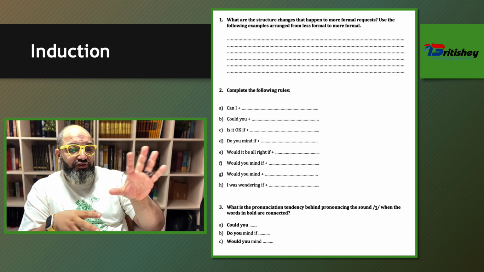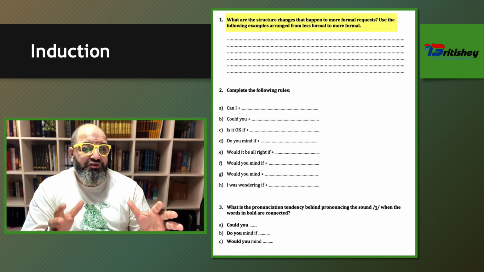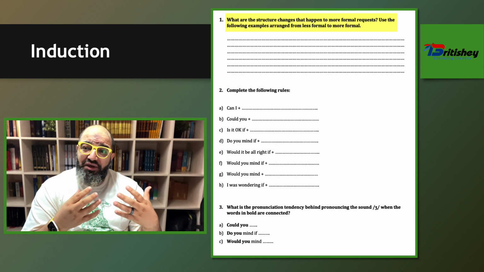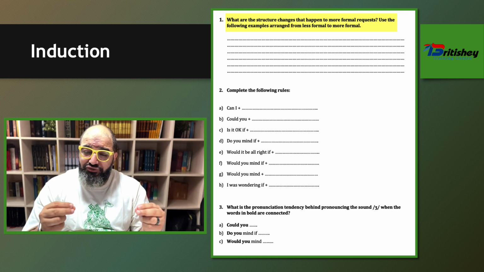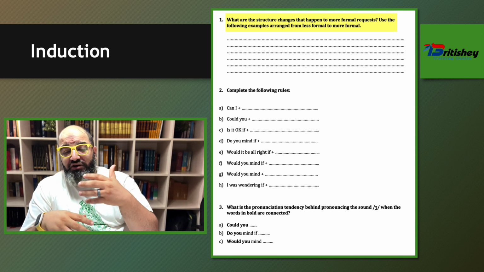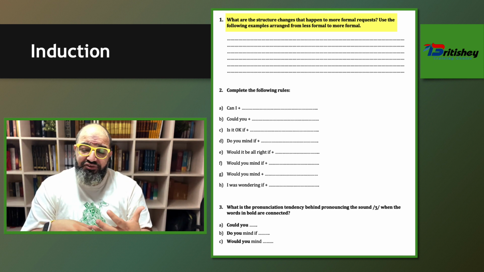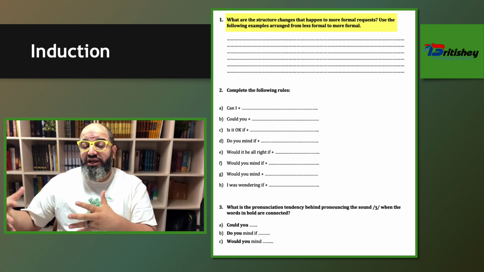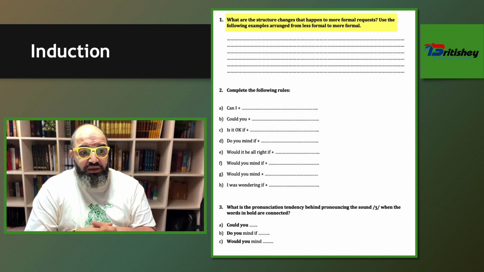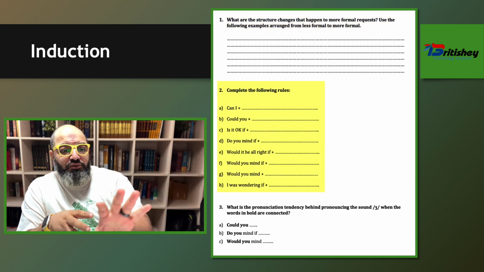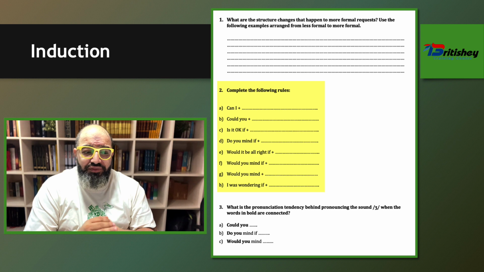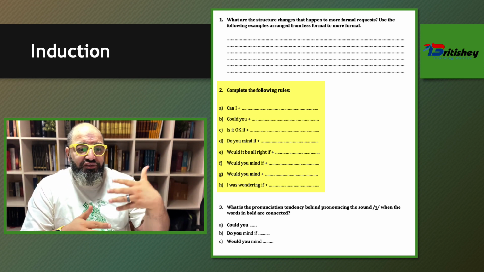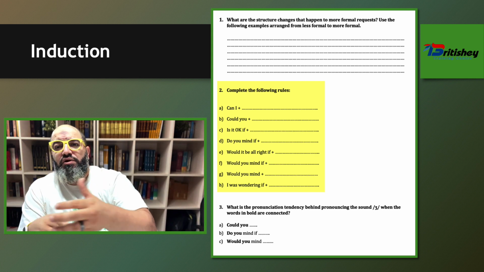And I put the first question up there: what are the structure changes that happen to more formal requests? By this question I wanted to direct the attention of my students to the fact that when requests are less formal, they're less complicated when it comes to grammar. And when they are more formal, they're more complicated when it comes to grammar structure. And then question number 2, complete the following rules. For "can I," they now need to say infinitive. And I would answer the first one with them, then let them think on their own.